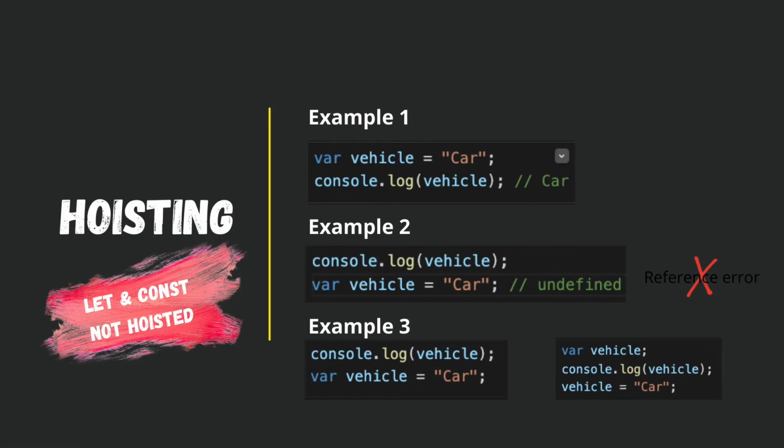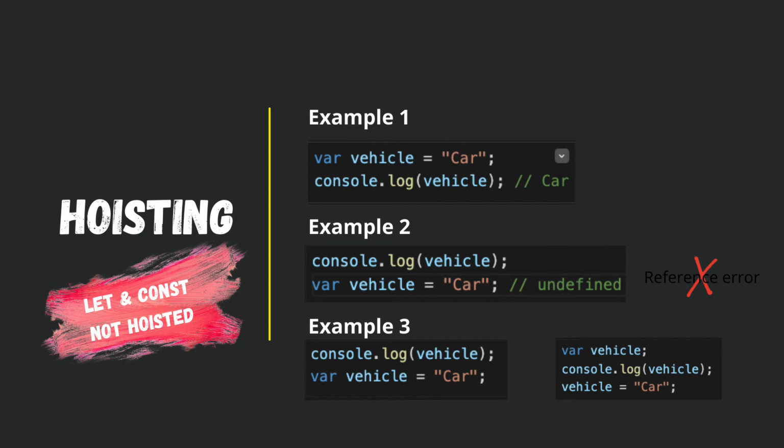Now we will move on to hoisting. See this piece of code in example 1, there is a variable named vehicle declared, the value assigned is car, and then we are writing it to the console. Everything works fine. The problem happens when we reverse the order of the two statements as shown in example 2. There, we are trying to console log the variable even before it is declared. But instead of a reference error, what we will get is undefined.